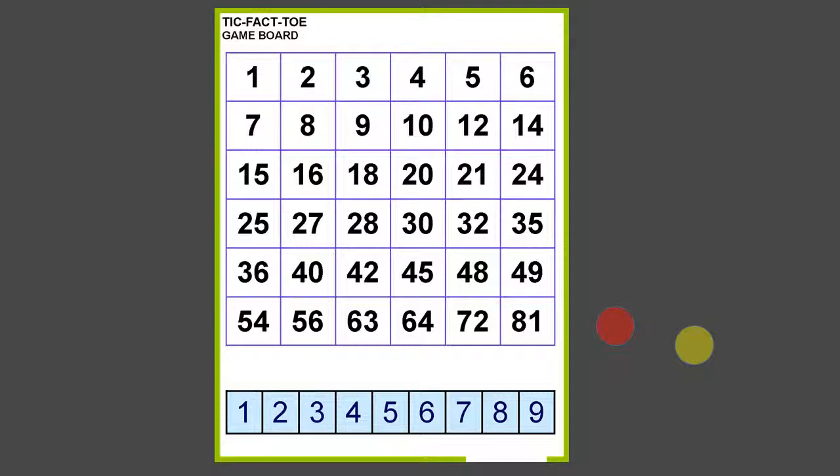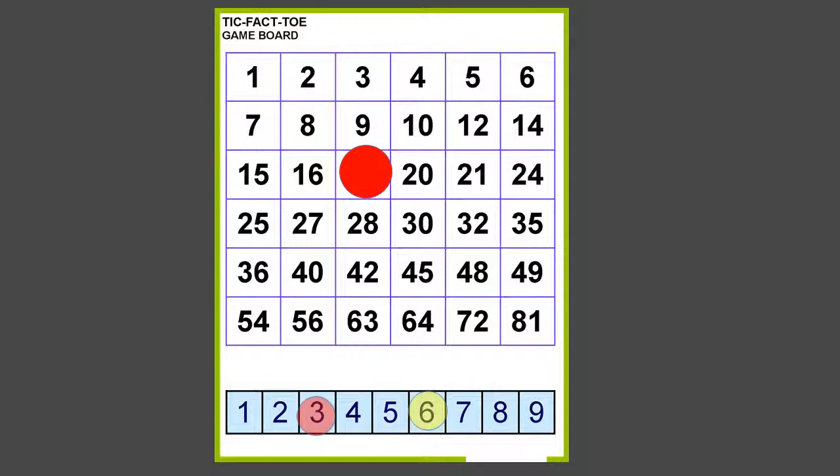So for example, we have two clear counters and we are going to place them. The first player can place them anywhere on the bottom of that number line that they want. And in this case, they're going to place them on the 3 and the 6. So those are your factors, 3 and 6, and 3 times 6 is 18, so they're going to cover up the 18 on their board.